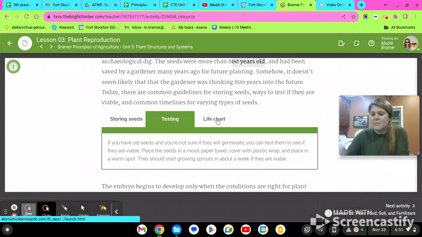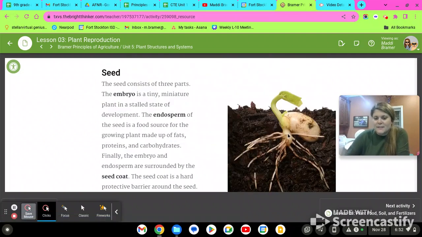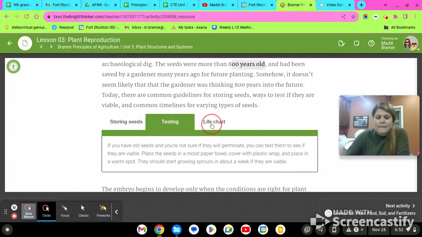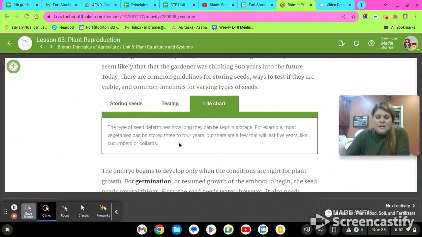I'm sure most of you did the bean plant experiment in kindergarten where you took a bean seed, put it in a Ziploc wrapped in a wet paper towel, taped that Ziploc to the sun or to the window, and in a week it looks like this. So you do a life chart.